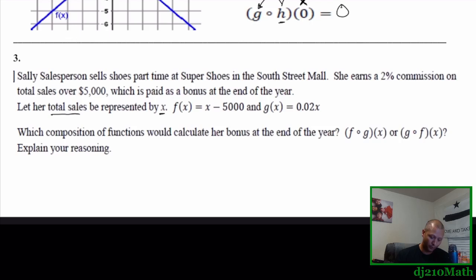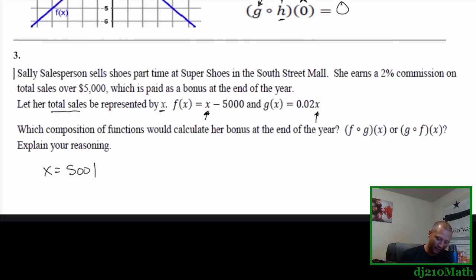So let's just assume for a second that she made $5,001, right? Something bigger than 5,000. If she made something bigger than 5,000, that means X, 5,001, because that's bigger than 5,000. She'll earn 2% commission on $1. So on total sales over 5,000, which is paid at the end of the year. Okay. So if X is 5,001, because that's how that would be her total sales. So when we start plugging X in, that would be plug it in here, plug it in here.